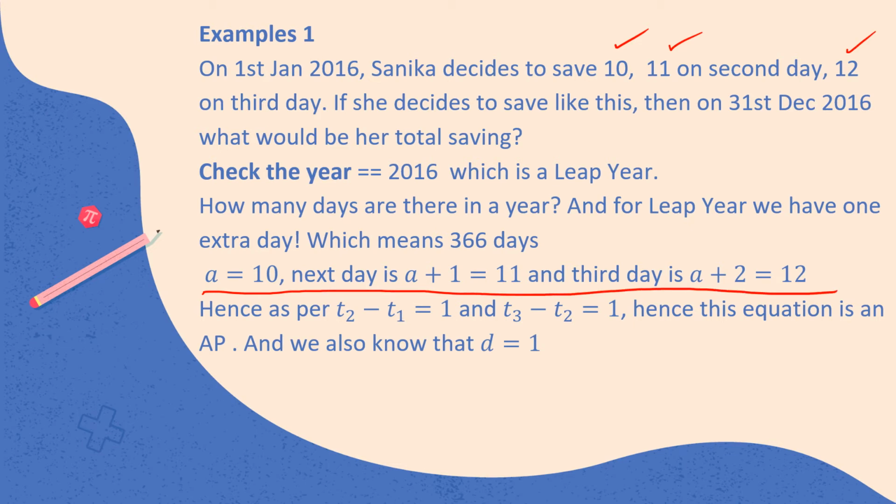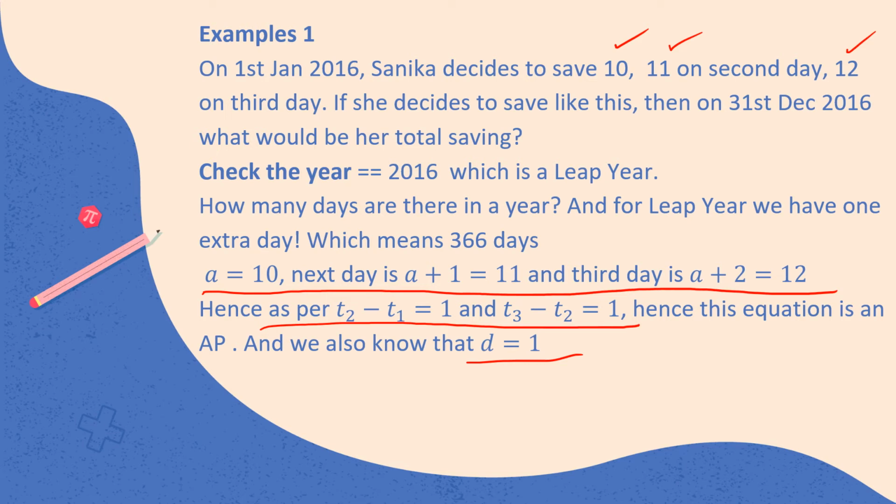As per T2 minus T1 and T3 minus T2, we also know that d is one common difference between all the three terms given. So it is an AP. But the trick lies in understanding. They have mentioned the year 2016.